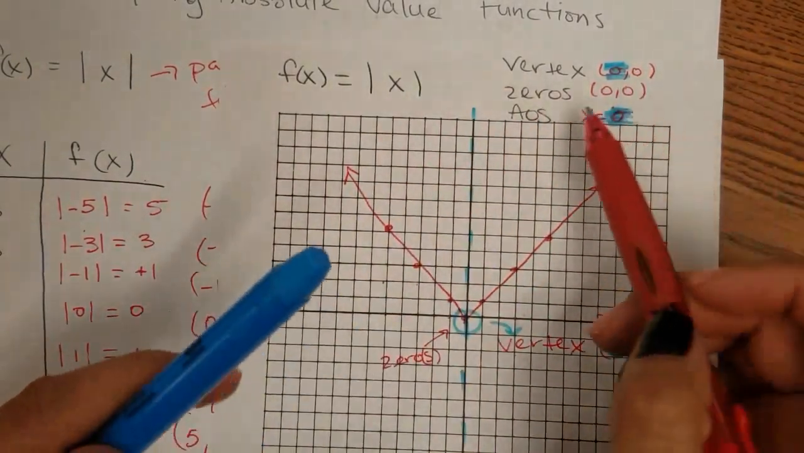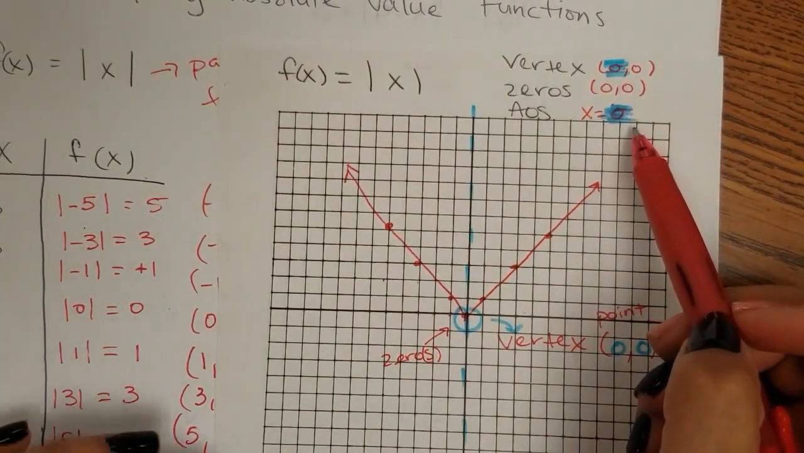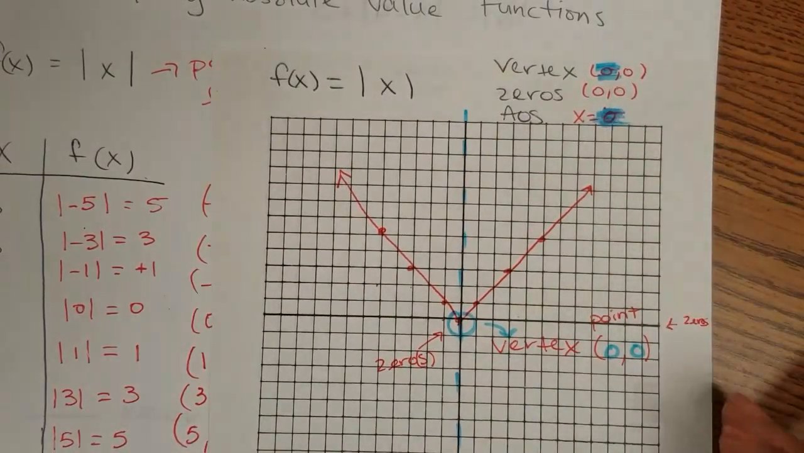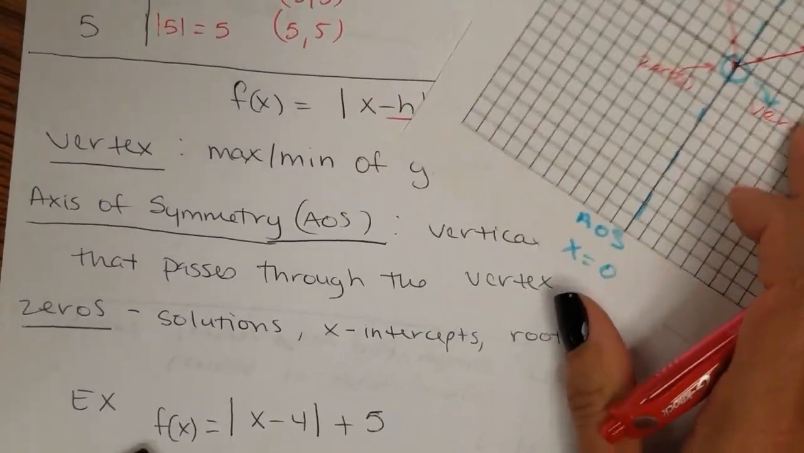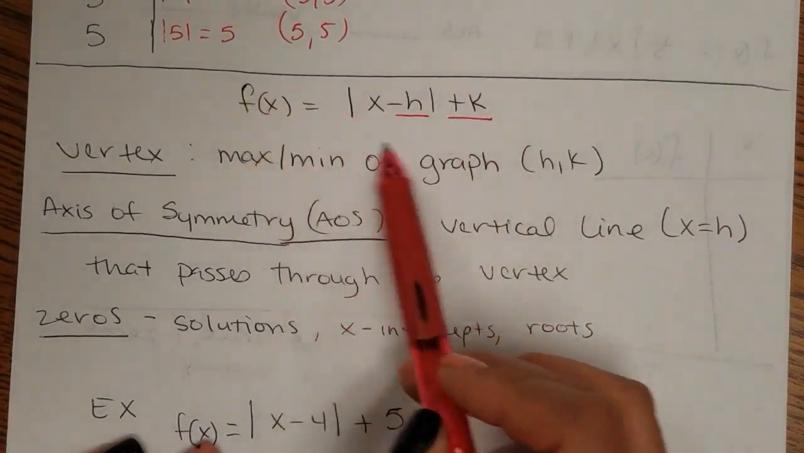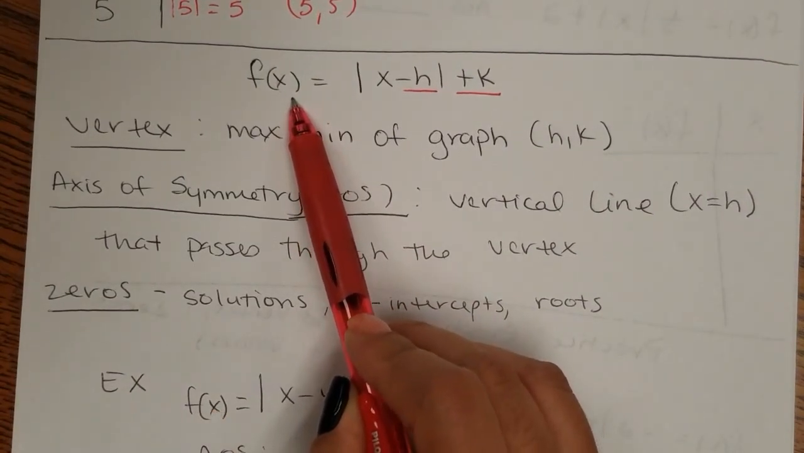A lot of times you'll tell me that the axis of symmetry is 0 and you will lose credit on your quizzes and exams. You need to make sure that you set it up as the vertical line. I have some vocabulary words for you here, some things that you need to know. All right, this is a real basic form of an absolute value equation or function.